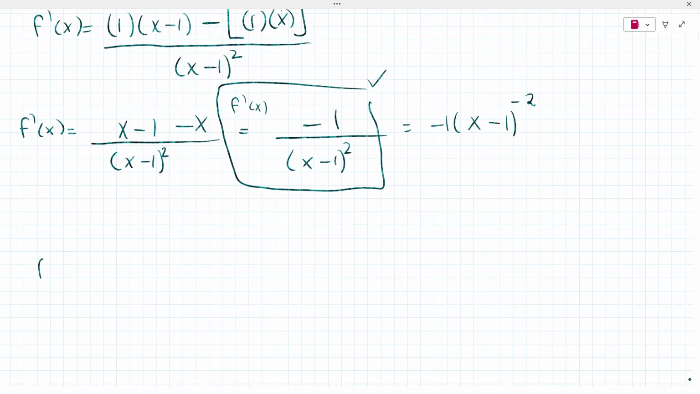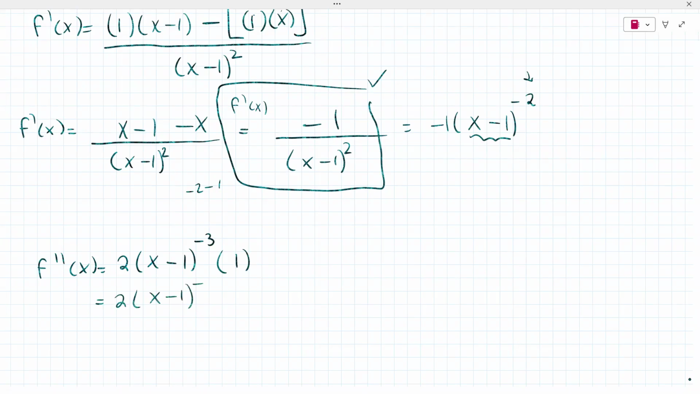Now I can find f double prime by using the power rule and chain rule. So start with the power rule. Negative 1 times negative 2 is positive 2. Leave the inner parentheses alone. And then the old power minus 1. So your old power is negative 2, minus 1, which is negative 3, times the derivative. Now you apply the chain rule. So the derivative of x minus 1 is 1. Clean this up.